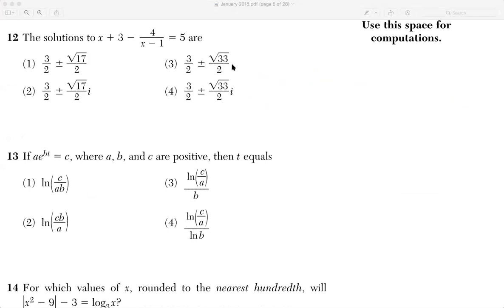Boy, okay, the solutions to this. This is definitely a quadratic formula situation. Let's see, how are we going to do this? This is kind of what we're doing this week. Let's put this entire fraction on the other side, and let's subtract 5 to the other side. So x plus 3 minus 5 is x minus 2 equals 4 over x minus 1. This is going to be over 1.